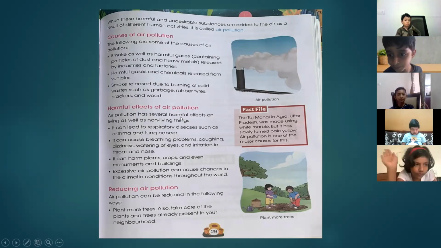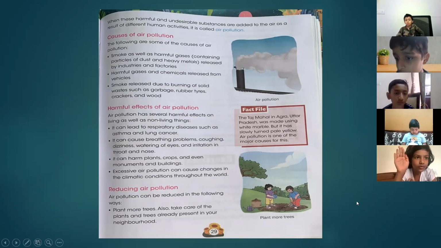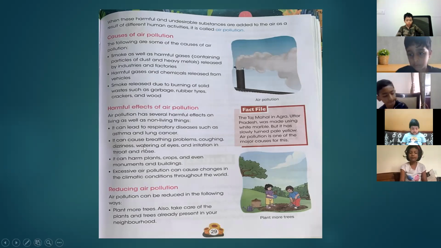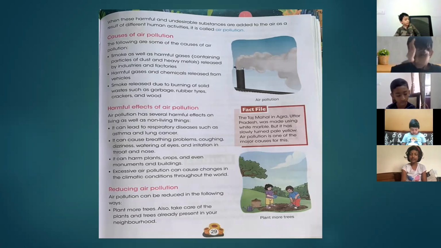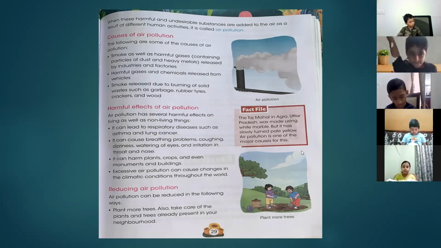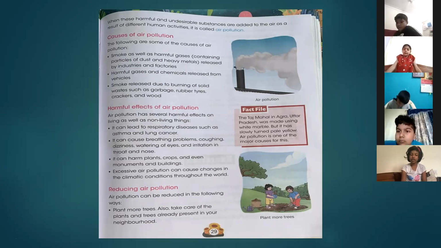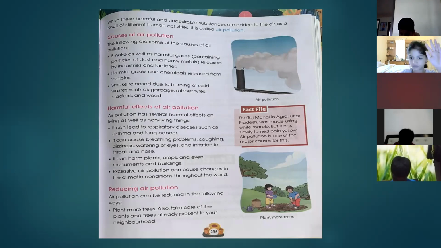Now I want somebody to read harmful effects of pollution. Okay, Suhani. Harmful effects of air pollution. Air pollution has several harmful effects on living as well as non-living things. It can lead to respiratory diseases such as asthma and lung cancer. It can cause breathing problems, coughing, diseases.